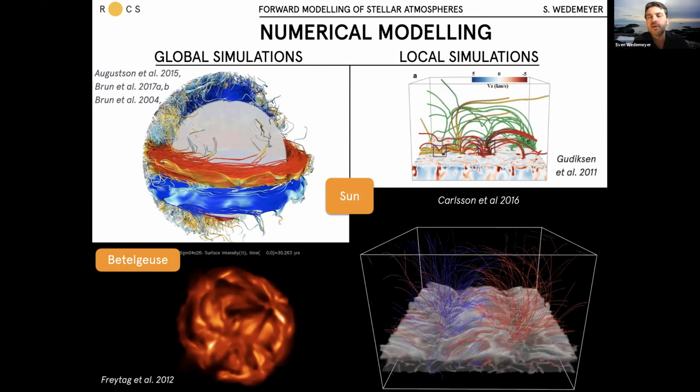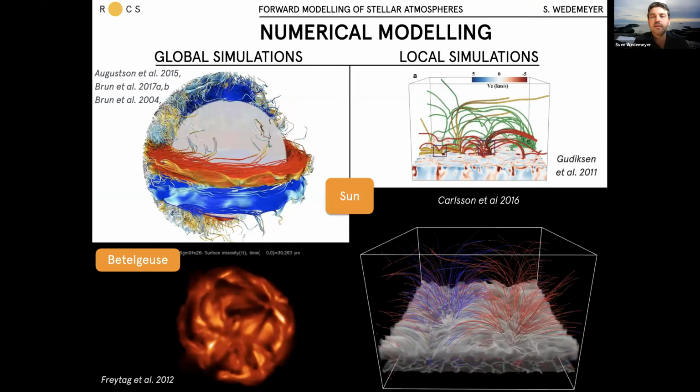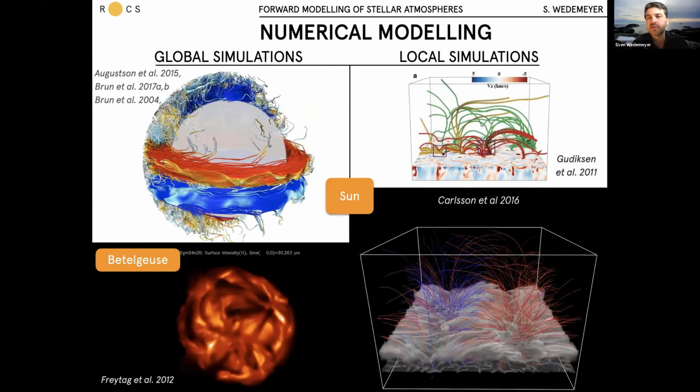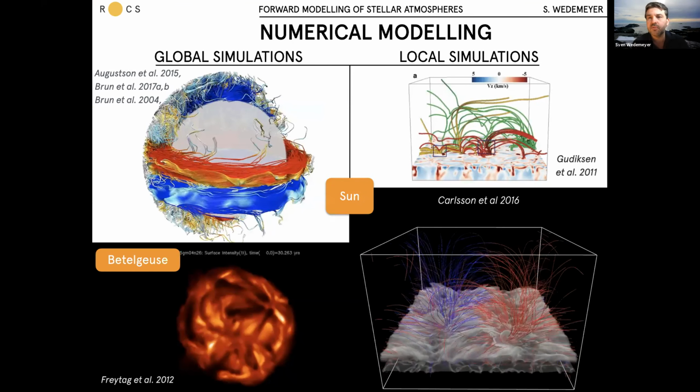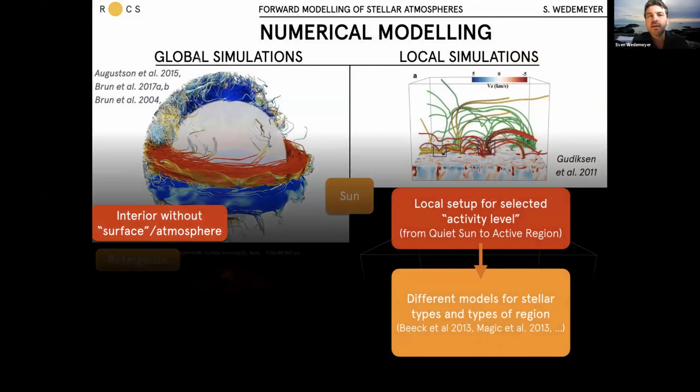On the right hand, you have local simulations. And you see this is very different. Some codes can do both, but you really have to decide what you want to do in this moment. The problem here is, as I said, for the global simulation, you usually have to neglect the atmosphere, which makes it difficult to compare to observations.